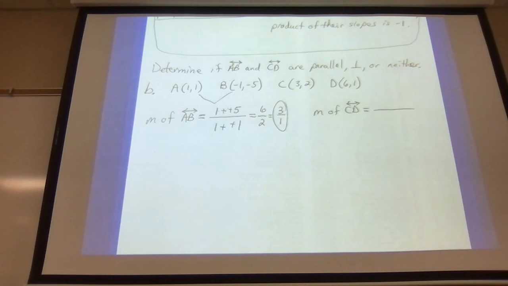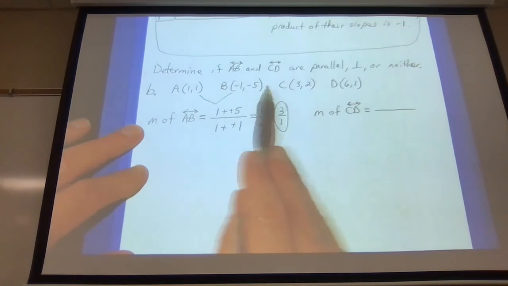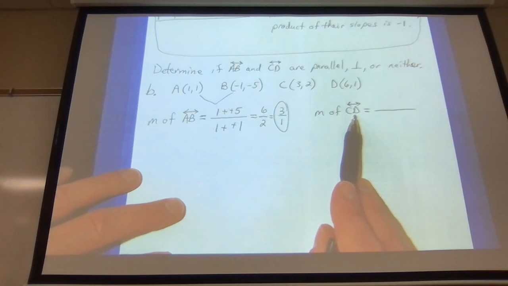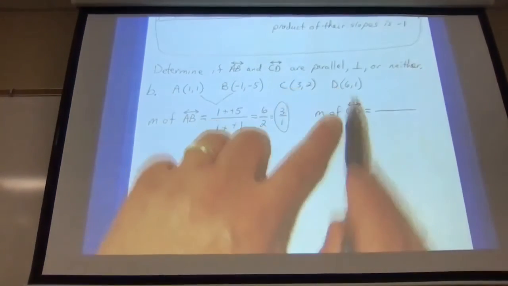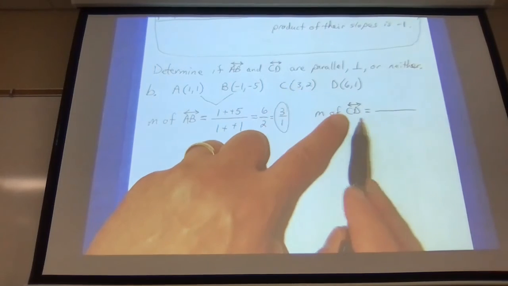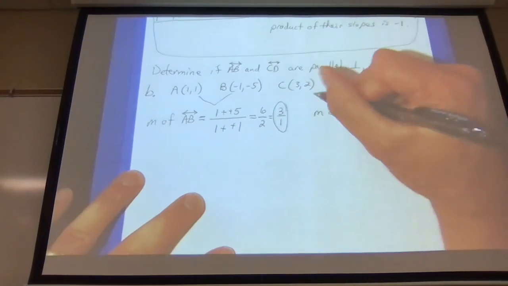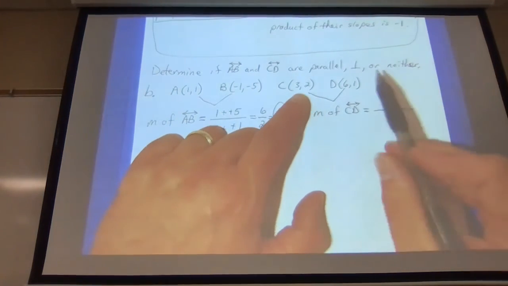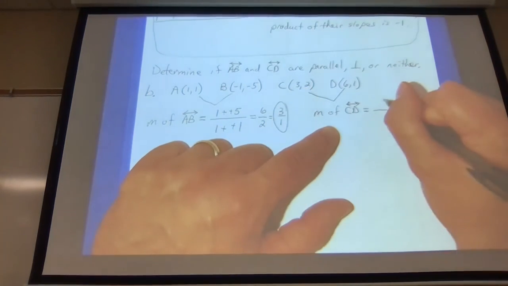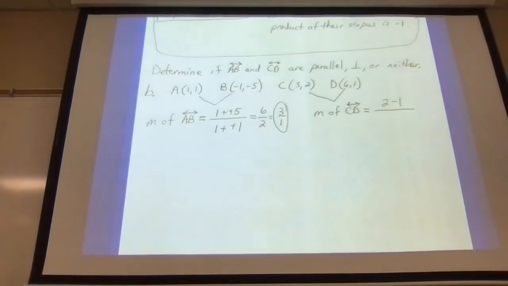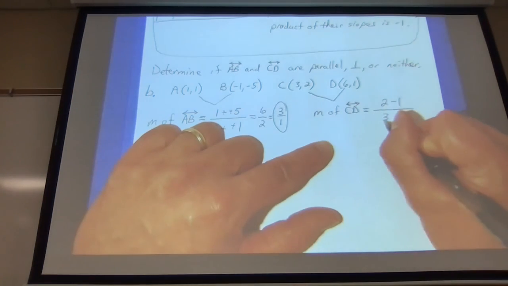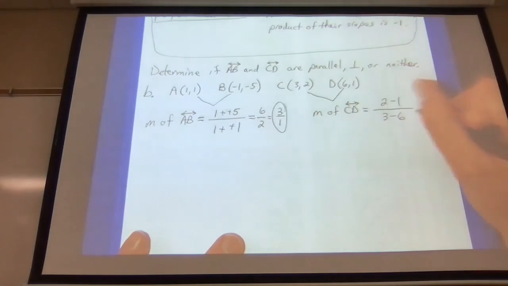And now, just like before, of these 4 points, A, B, C, and D, which of those 2 points have to be on line CD? C and D, because that's the 2 letters we use to name that line. So these 2 points, we're going to use to find the slope of CD. Now, at this point, you probably know what you're doing. We're going to subtract the y's over the x's. I'm going to go 2 minus 1 on top, or you could go 1 minus 2. X coordinates on the bottom are going to be 3 minus 6, or 6 minus 3, whichever way you decide to do it.